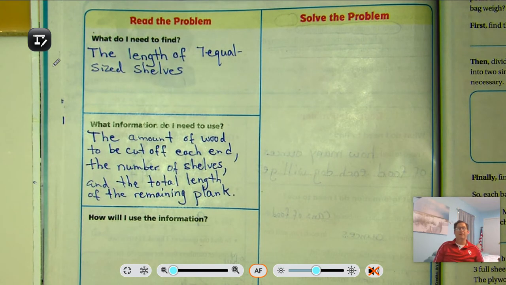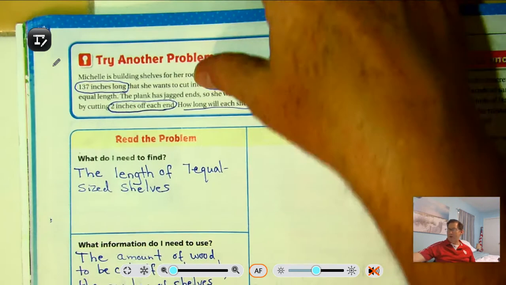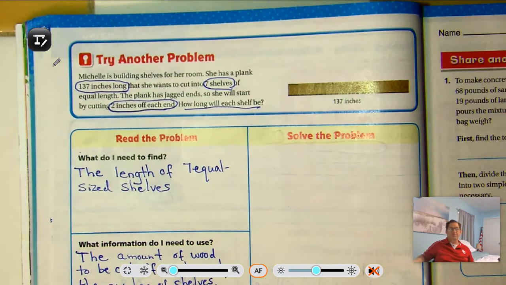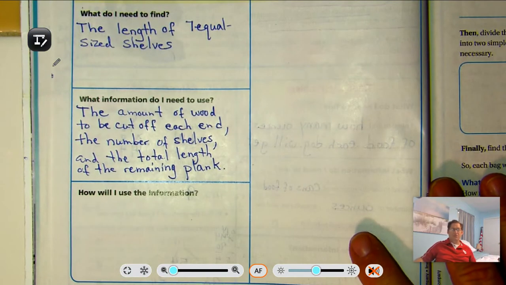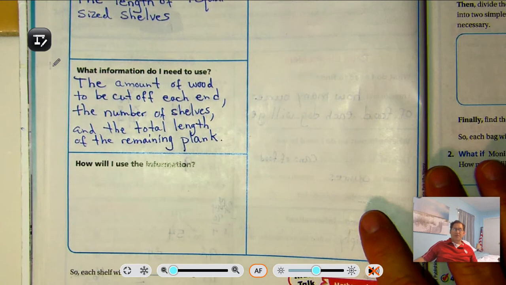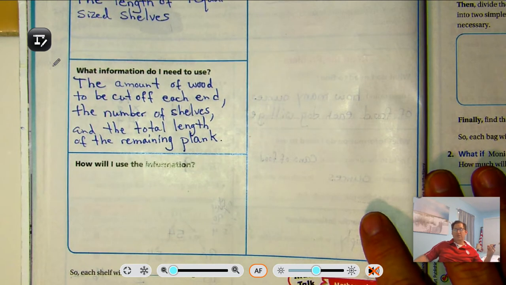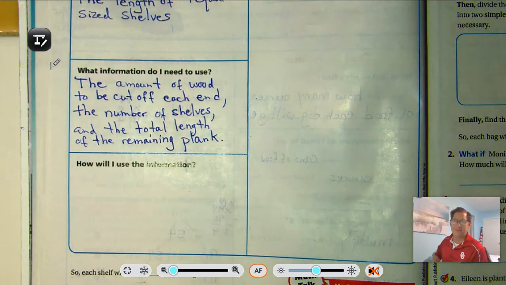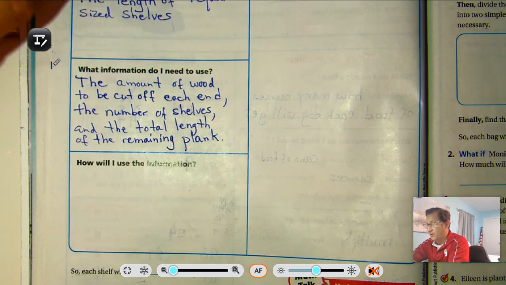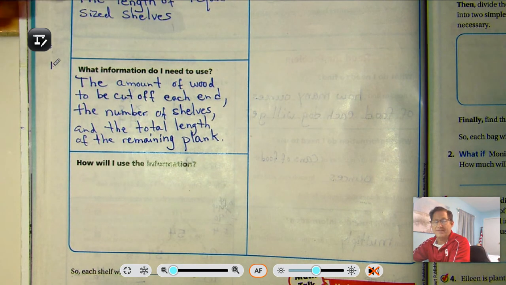Okay, so let's review what we got so far. What do I need to find? We underline the part that says, how long will each shelf be? So that's what I have to find. So what is the length of 7 equal-sized shelves? What information do I need? I need to know the amount of wood that's going to be cut off each end. It says that there's 2 inches going to be cut off each end. The number of shelves, they're going to make 7 shelves. And then after I cut off the 2 inches off each end, how much of the wood plank is remaining to use for the 7 shelves?